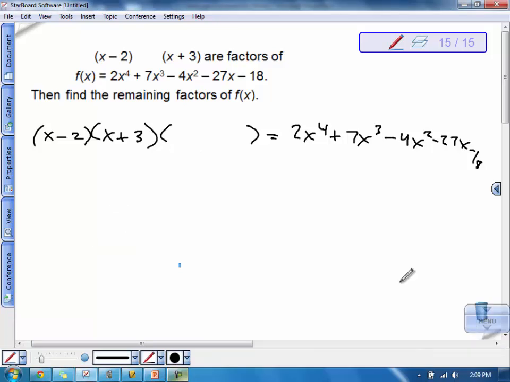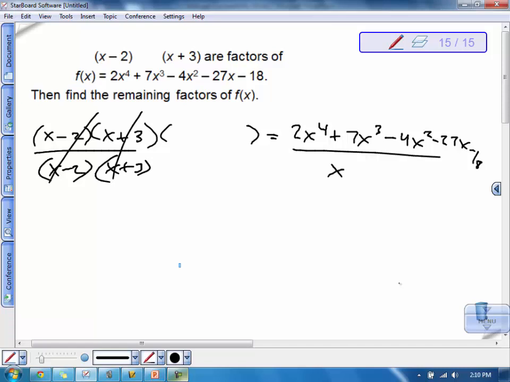Now there's different ways to do this. What we could do, we want to find the remaining factors of this function. We could multiply these out and get a quadratic and then divide both sides by that quadratic. So basically what we could do is, and we'll do it this way first, even though this is the longer way, we can divide by both these factors. If we do that, then what we get is what's left over right there. All right, so let's do that.